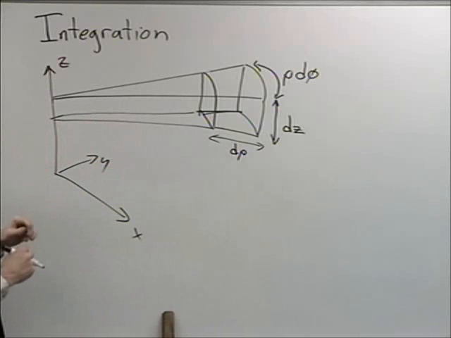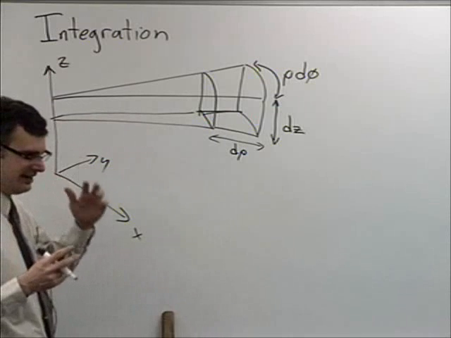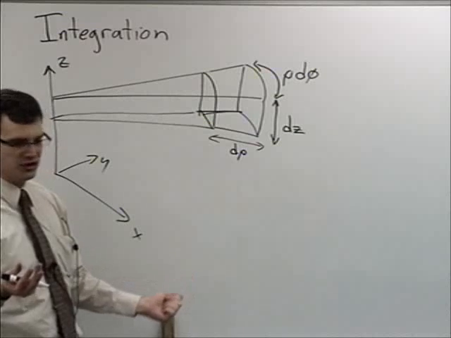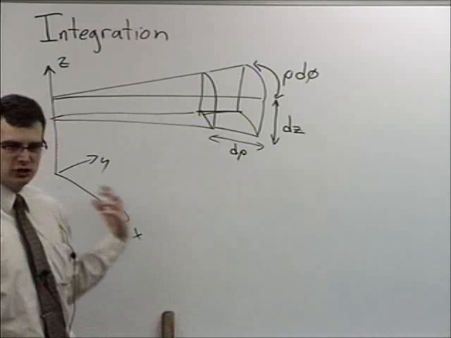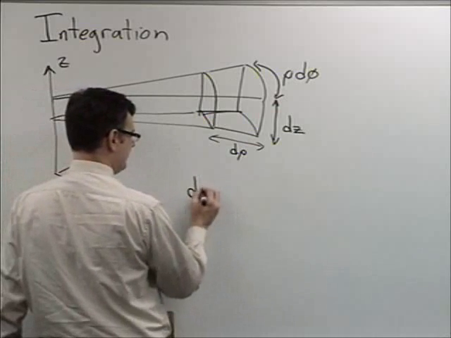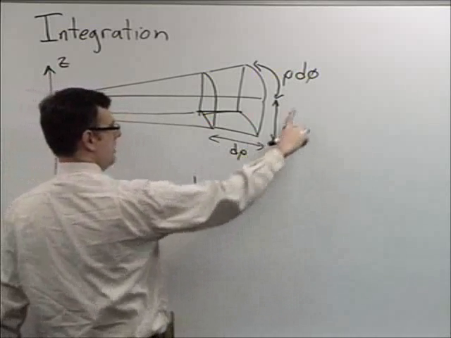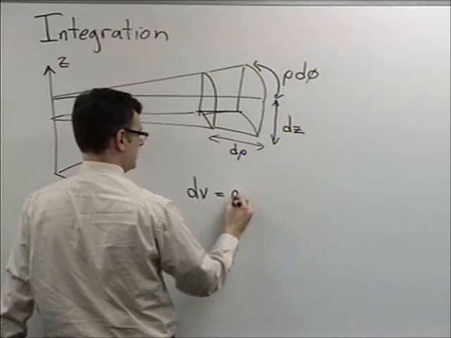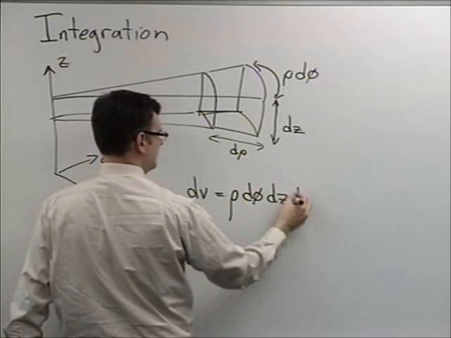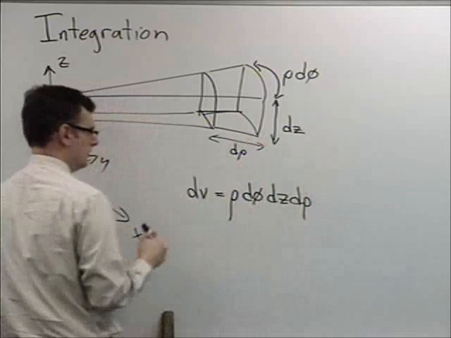So I like that diagram because what it allows you to do is, depending on what you're trying to integrate, you just pull chunks off this diagram. If I want to do a volume integration with respect to spherical coordinates, I know that my dV is going to be the multiplication of all three of these elements: rho, d phi, dz, and d rho.